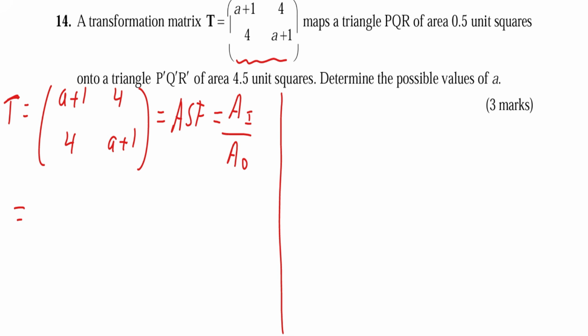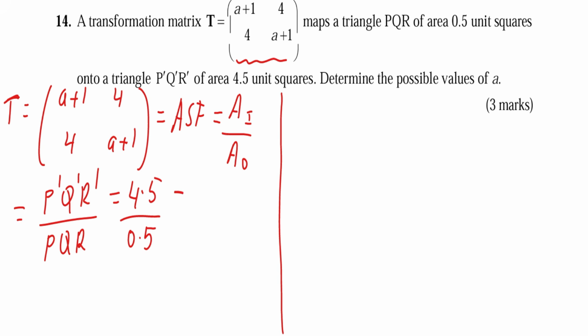So for PQR, P prime, Q prime, R prime, that's the area of the image, divided by the area of the object, which is PQR. So P prime, Q prime, R prime is 4.5 divided by 0.5. If you divide those two, 4.5 divided by 0.5, it gives you 9. So 9 is your area scale factor. But there's also another way of finding area scale factor, and that is through determinants.